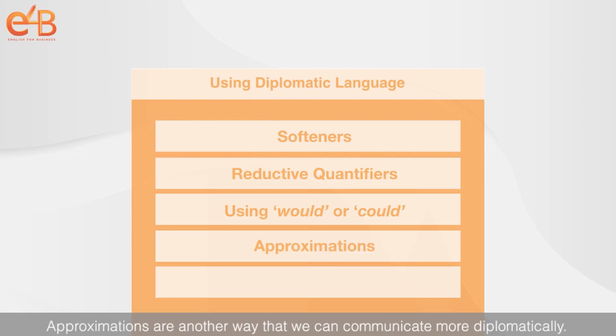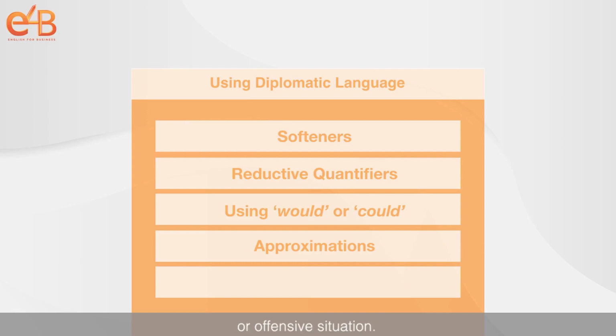Approximations are another way that we can communicate more diplomatically. They immediately reduce the impact of a potential misunderstanding or offensive situation. Changing a sentence like, "We were expecting the delivery today," to "We were sort of expecting the delivery today," is another way to keep the tone of the communication more positive.